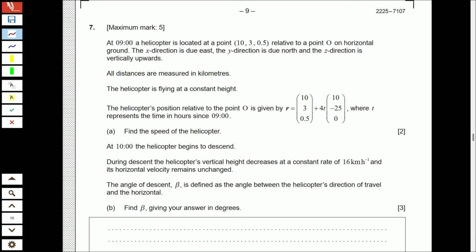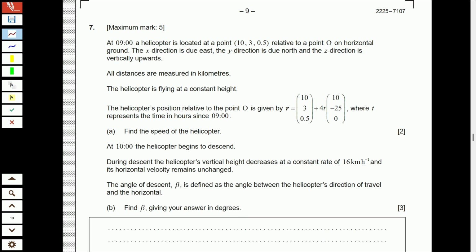Question 7. At 9, a helicopter is located at a point (10, 3, 0.5) relative to a point O on horizontal ground. The x direction is due east, the y direction is due north, and the z direction is vertical upwards. All distances are measured in kilometers. The helicopter is flying at a constant height. The helicopter's position relative to the point O is given by r. This is the vector equation, where t represents the time in hours since 9.